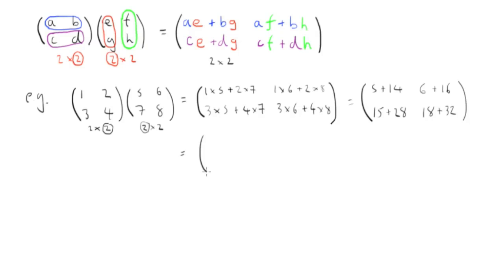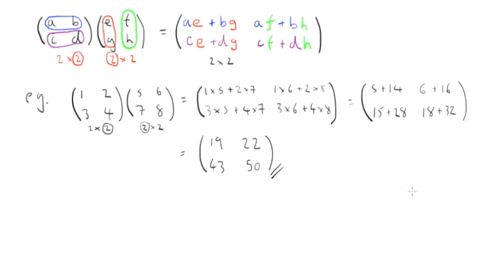Okay, and let's evaluate those sums. So 5 plus 14 is 19, 6 plus 16 is 22, 15 plus 28 is 43, I think, and 18 plus 32 is 50. So that's the multiplication of those two 2 by 2 matrices.